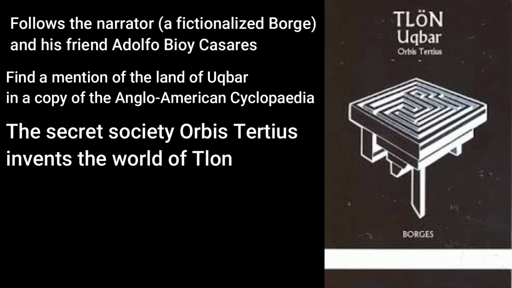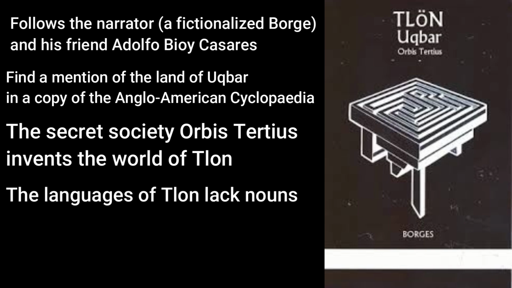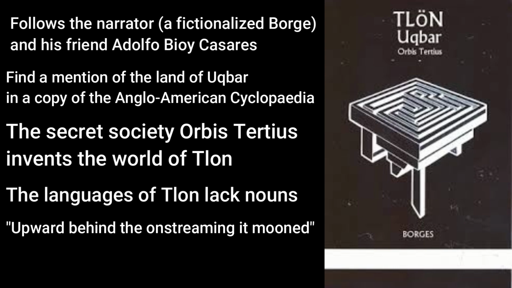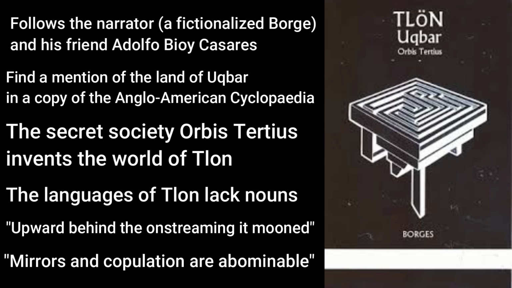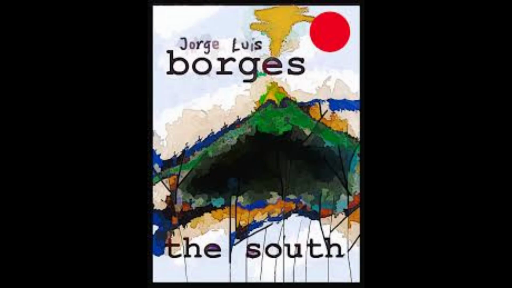Okay, so a few things about this story: the languages of Tlön completely lack nouns. They only use verbs, adverbs, etc. They have no nouns. So one quote they clue a lot is going to be the translated phrase, "upward behind the onstreaming it mooned." Also another quote is that mirrors and copulation are abominable. And then we also have, again, these pages in the Anglo-American Cyclopaedia with his friend Bioy Casares. Okay, so that's that story.